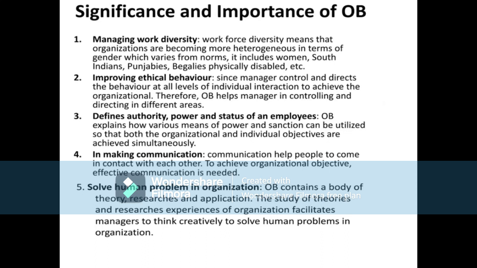It defines authority, power, and status of an employee. OB explains how various means of power and sanction can be utilized so that both the organizational and individual objectives are achieved simultaneously. Okay, defines authority, power, and status means here a structure should be made, a formal structure should be given, which means that the roles and responsibilities, the authority and power, should be stated clearly.